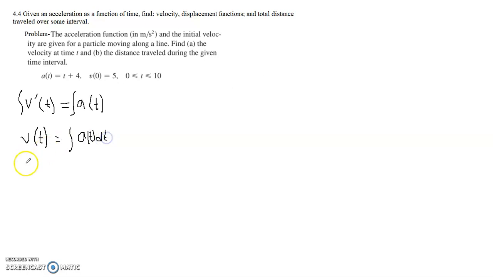dt. So our velocity function would then be the integration of t plus 4, right? So integrating t plus 4 will give t squared, and the exponent comes down to the bottom, t squared by 2, plus we have a constant 4. That means 4 will now have a t with it, plus a constant.